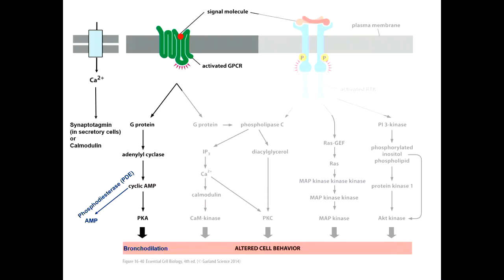Pardon me? AMP does other, well, so AMP, adenosine monophosphate, is the single phosphate form of ATP, ADP, right? And I don't know off the top of my head if AMP is directly used for anything or if it's just phosphorylated to become ADP, ATP.